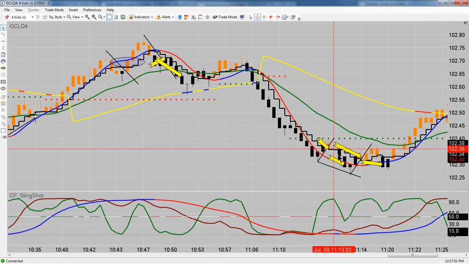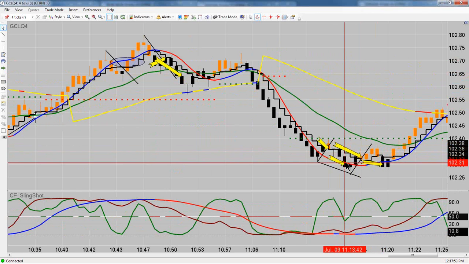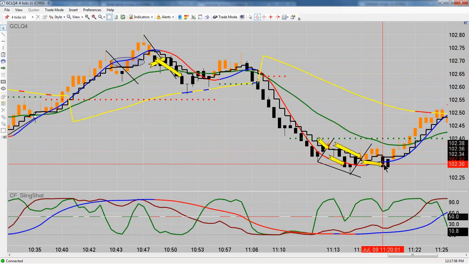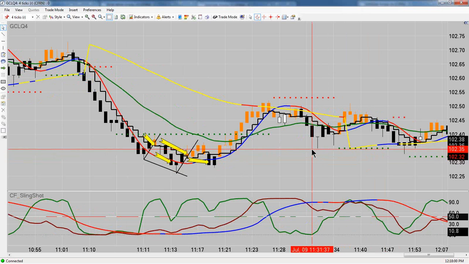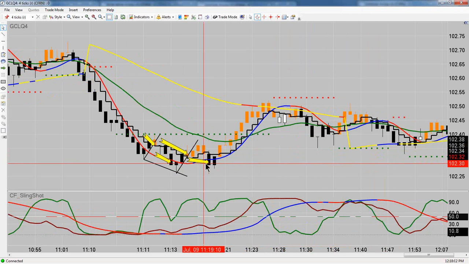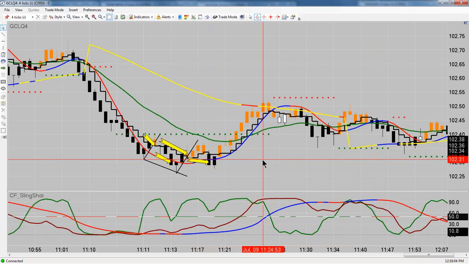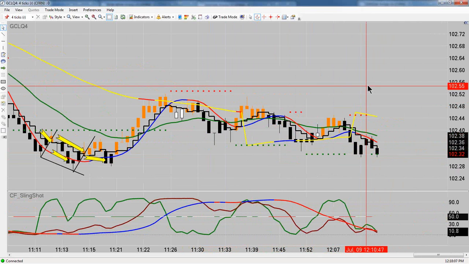Okay. Then we took this one, and we made a little bit of profit on this one, and a little bit of profit on this one. And at the end of it all, we were up a total of 6 ticks. 6 ticks profit on the crude oil. Okay. That's where we ended up.